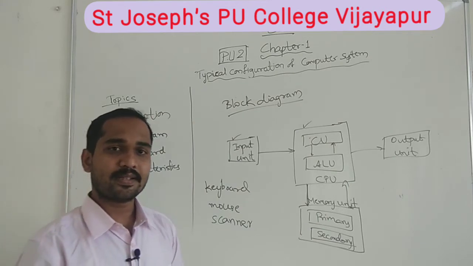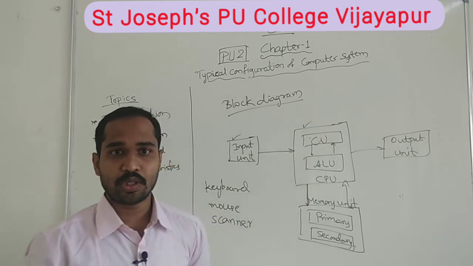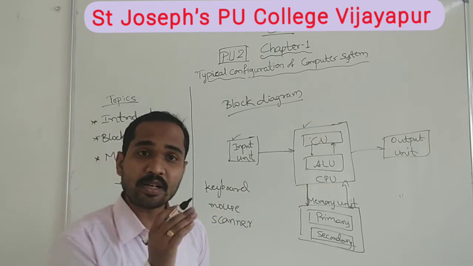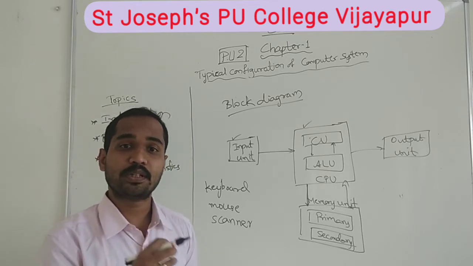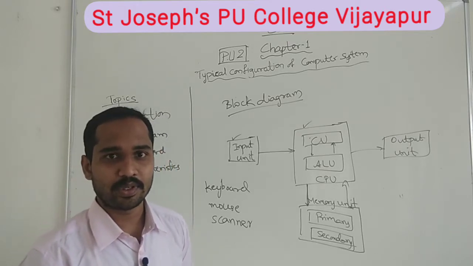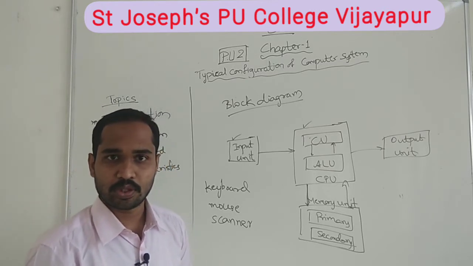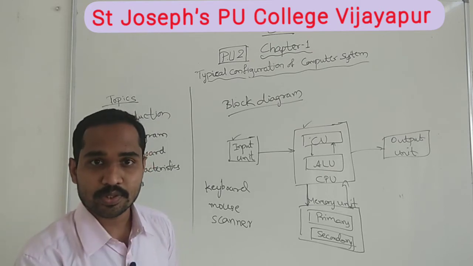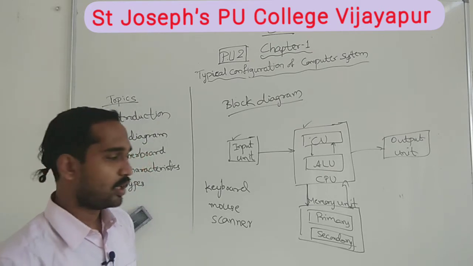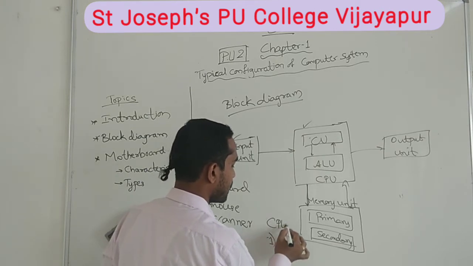CPU, that is the central processing unit. It receives the data from the input unit. It interprets the data and executes as per the requirement. That is CPU, isn't it? What is the processor? It gets the information from the input unit, interprets it and executes the program. So now CPU has got two units.